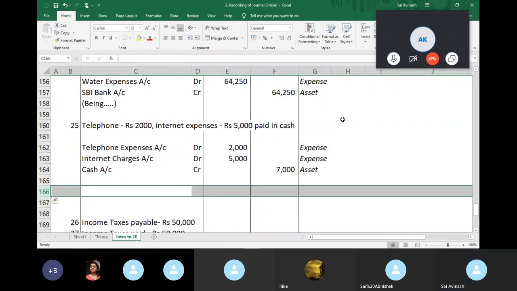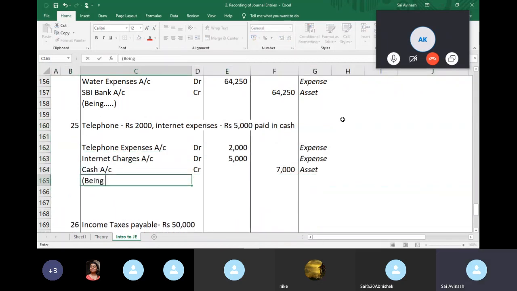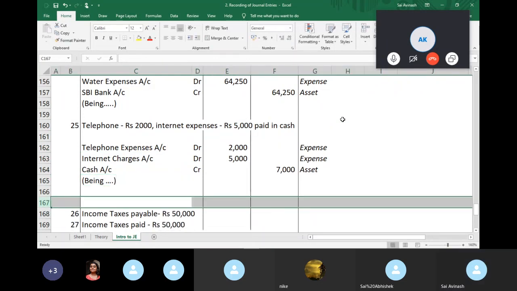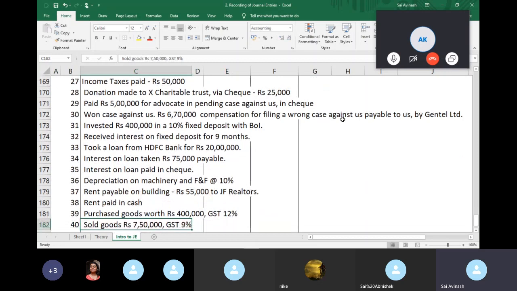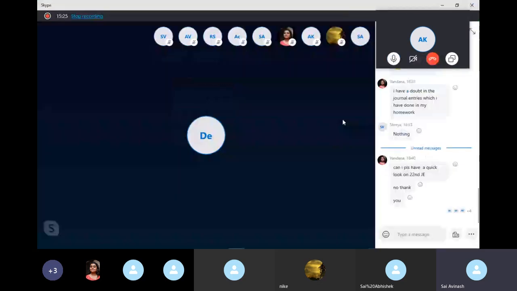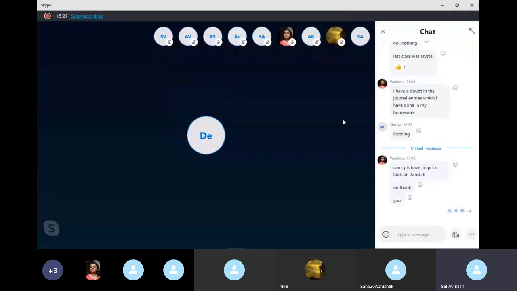Okay, income taxes payable. So let me stop right now and ask whether you have any doubts as of now. If you have doubts, type something out. If you can't type it out, just say that you're unmuting and asking a question, and go ahead. Any doubts as of now?